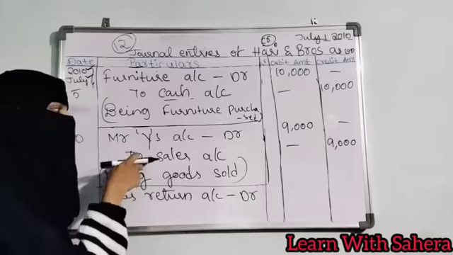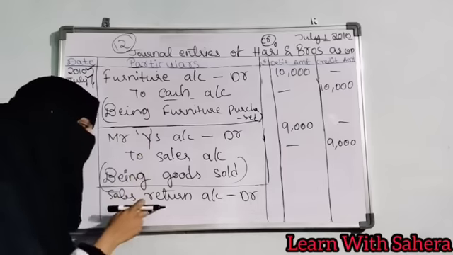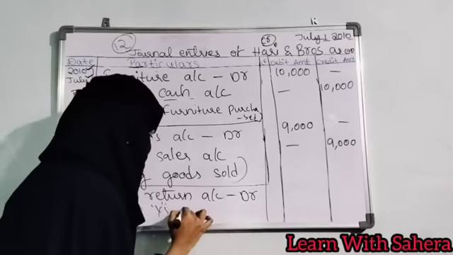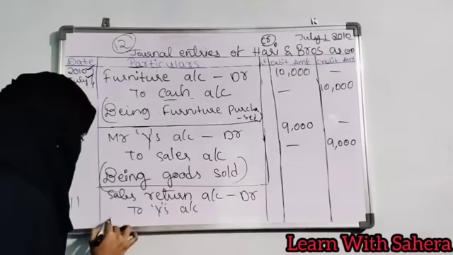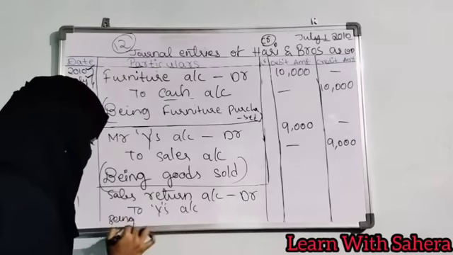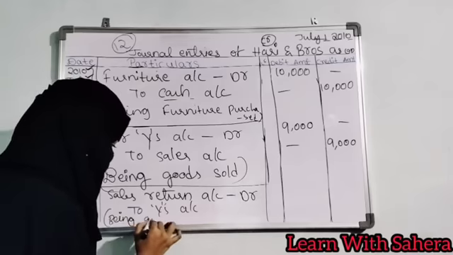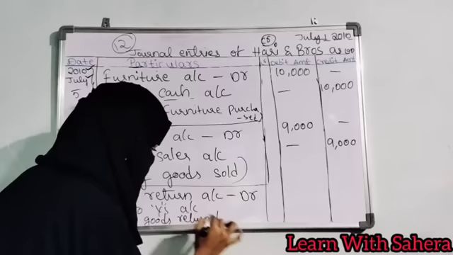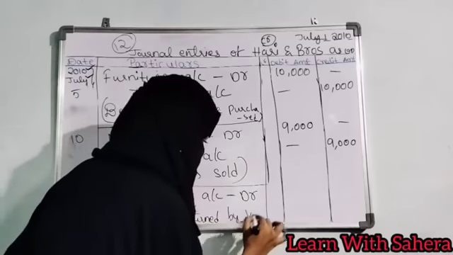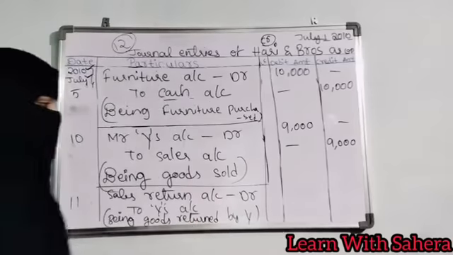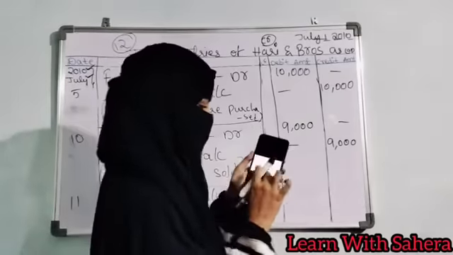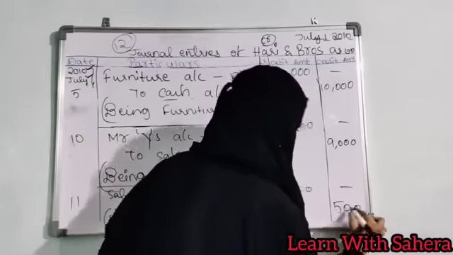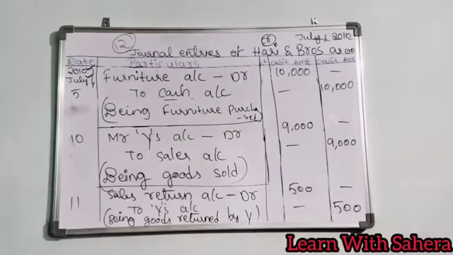We have sold the goods to Y. Here again Y is giving to us. So here, to Y's account. Again here the narration: being goods returned by Y. Okay, is the price given? Price has been given. What is it? 500. Only 500. So we have done with this transaction also.